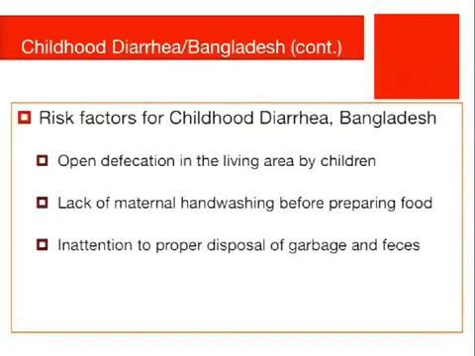So based on their qualitative study and their analytic epidemiologic study, they found that there were 3 risk factors for childhood diarrhea in these communities. One was children openly defecating in the living area of the household. The second was lack of mother's hand washing before preparing food. And the third was not properly disposing of garbage and feces. So these 3 things correlated with a child's risk of diarrhea. So they developed a behavioral intervention, an educational program to educate moms about these 3 things.